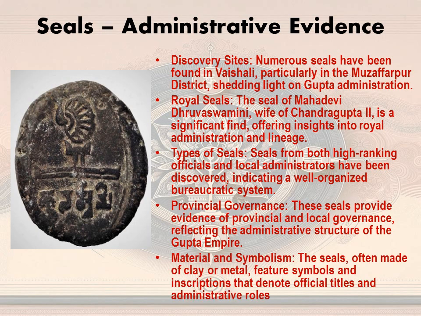The seals, often made of clay or metal, feature symbols and inscriptions that denote official titles and administrative roles. So there were not only clay seals, but some were also made out of metal, and there were symbols which acted as logos that can be attributed to a specific officer or a specific administrative person.